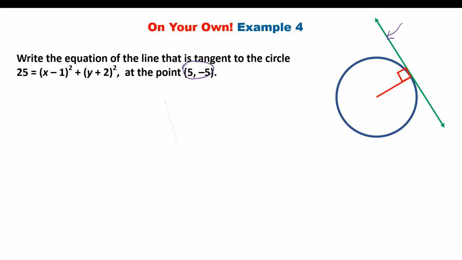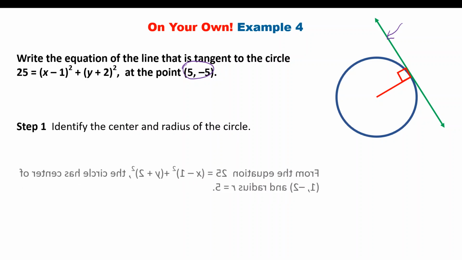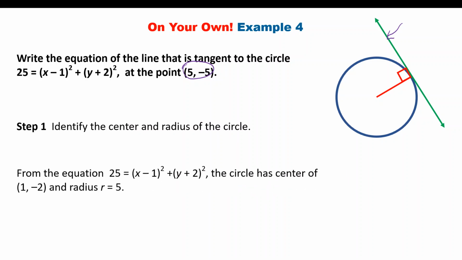By looking at this information, we can identify the center and the radius of the circle. The center is going to be at 1, -2. The way I always look at this is I just say, what number makes this whole piece 0? That would be 1. What number makes this whole piece 0? -2. So our center is at 1, -2, and we also know the radius is 5.